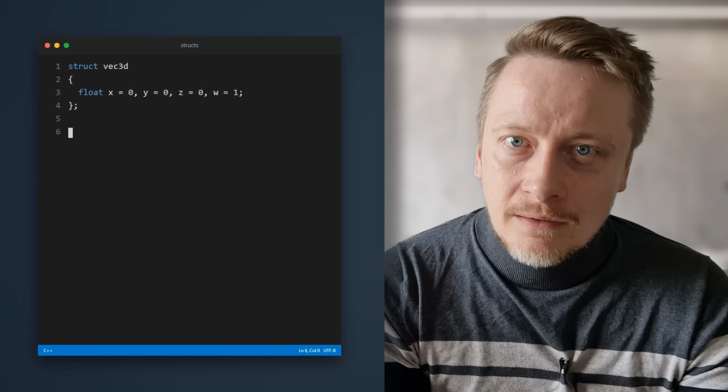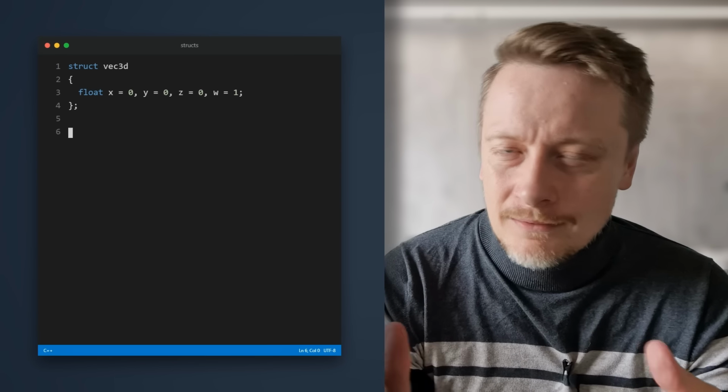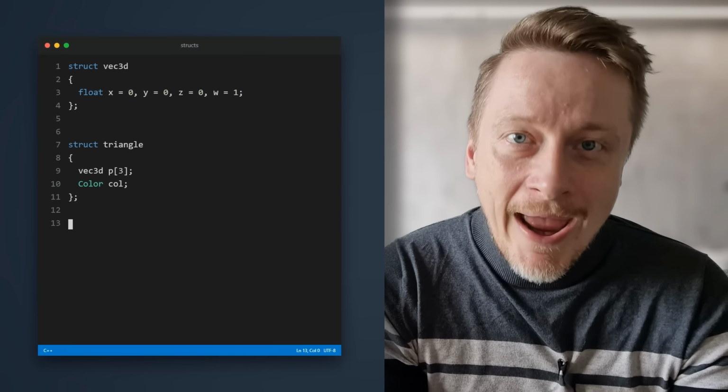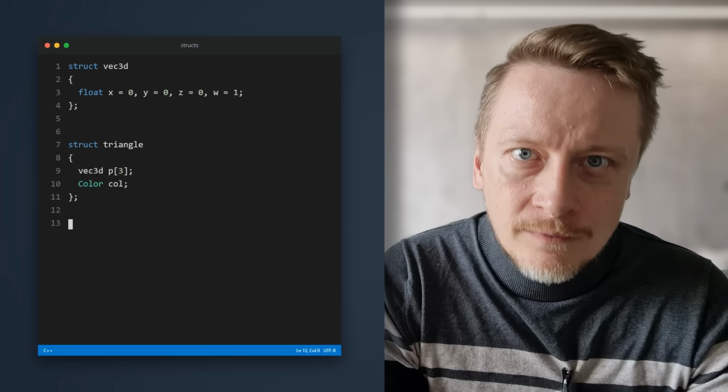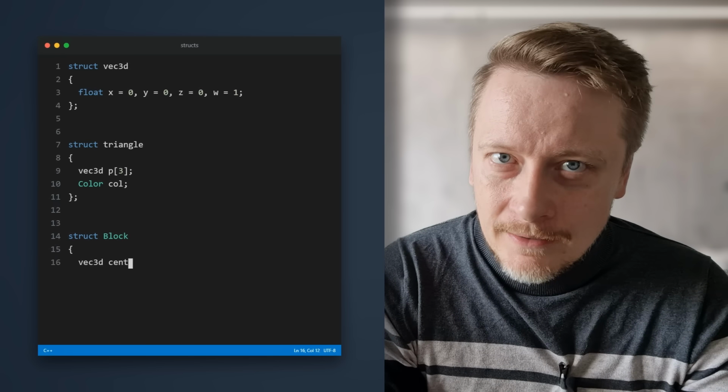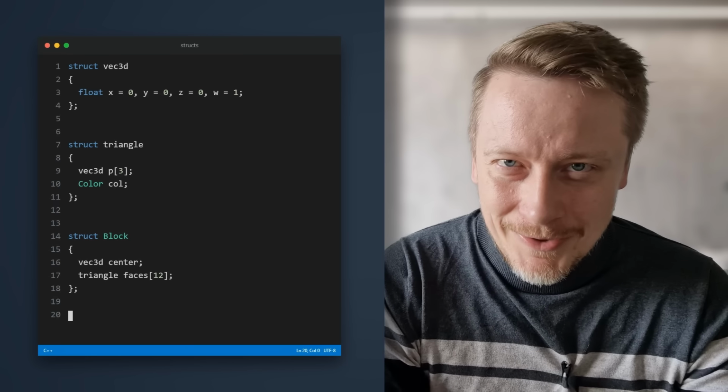To do this, we need to completely rethink how we store data. In our new code, you'll see three brand new structures. First, a vec3d to neatly hold our x, y, z and w coordinate for future-proofing. Second, a triangle structure that groups three of these vectors and attaches a color to the face. And finally, the most important one, the block structure.